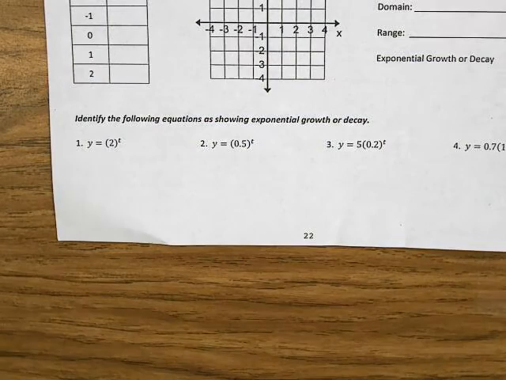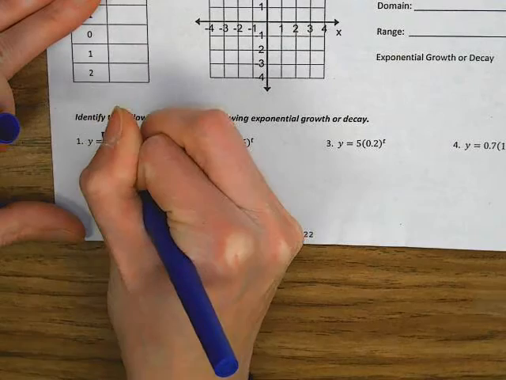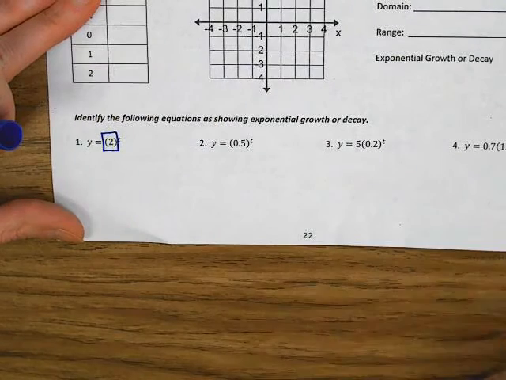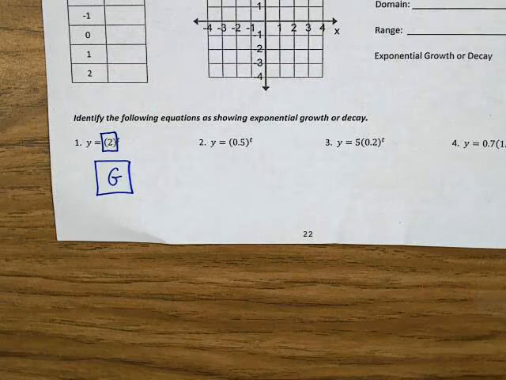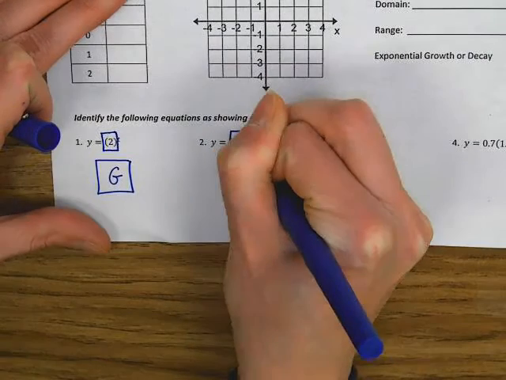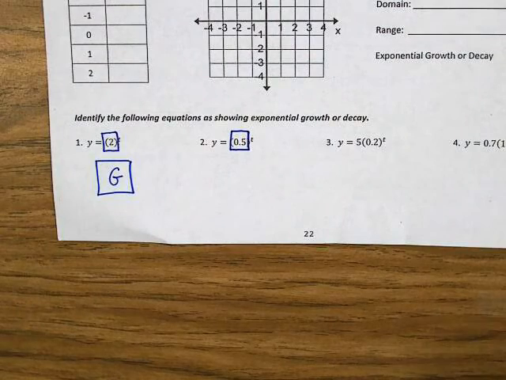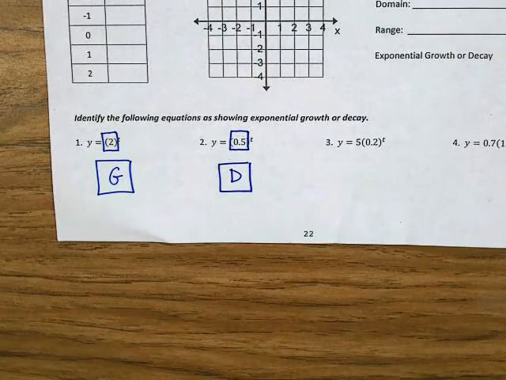So let's try some. In number 1, the rate is 2. Well, 2 is bigger than 1, so it is a growth. Now look at 2. If you look at the rate, it's 0.5. 0.5 is smaller than 1, so this would be a decay. Okay, so I just wanted to go over a couple of those.